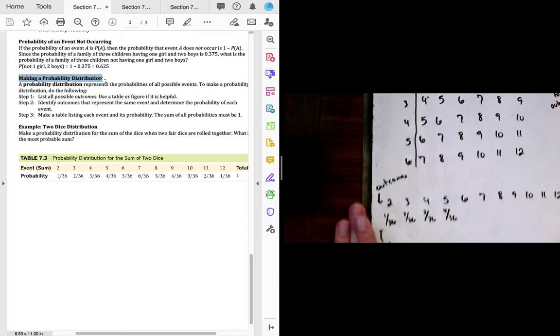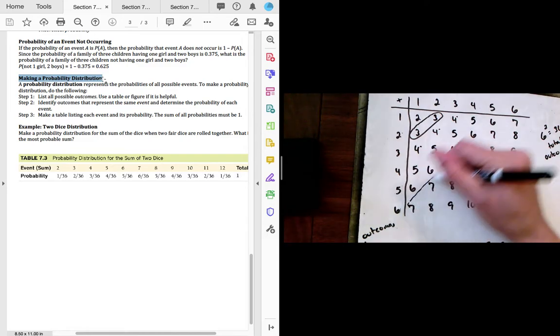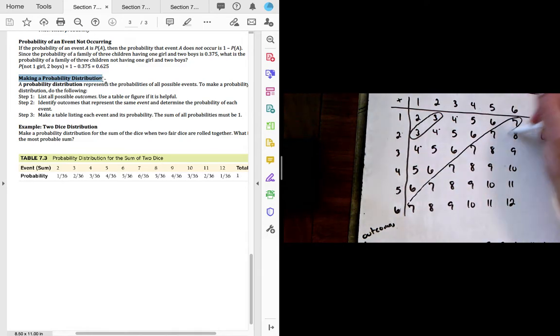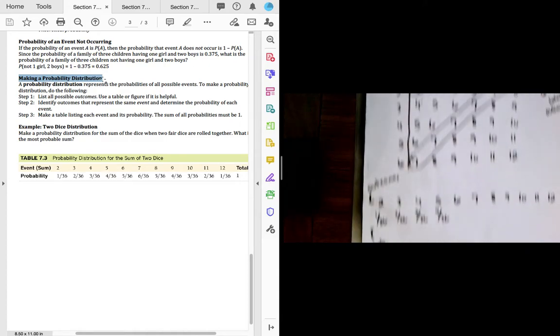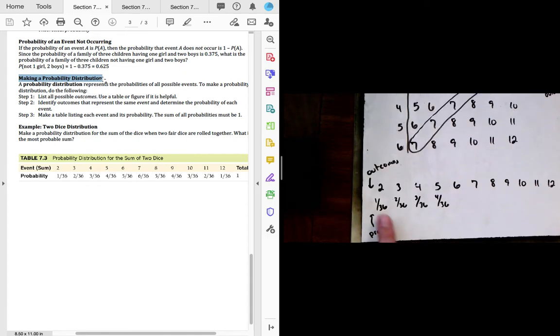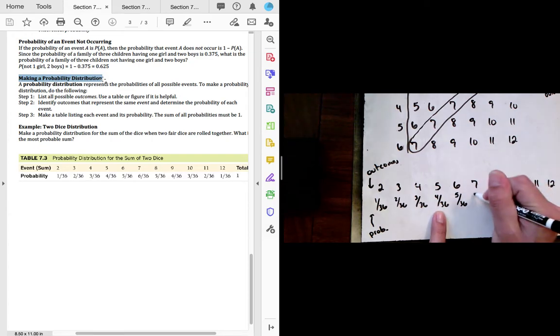What is the largest number, or the most common number that's rolled in this chart? It turns out it happens to be right along this diagonal right here. 7 is the most popular number. How many of them are there? 1, 2, 3, 4, 5, 6. So when we're generating our probability distribution down here, when we get to 7, we should have 6 out of 36. 1 out of 36, 2 out of 36, 3 out of 36, 4 out of 36, 5 out of 36. Now we're at 7. Here's the biggest one, 6 out of 36.